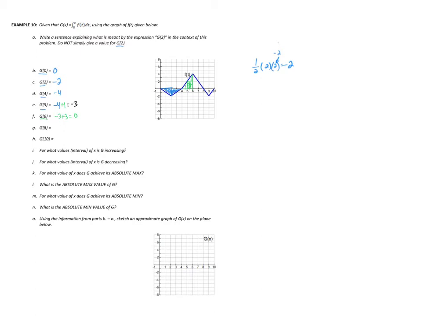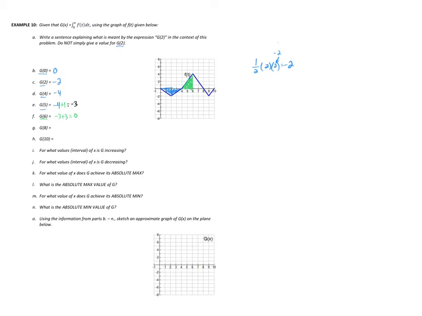Basically what that means is that this green area here is equal but of opposite sign to the blue area that's below the horizontal axis. So by the time we've gotten to g of 6, or by the time we've gotten to x equals 6, we now have a net signed area of 0.